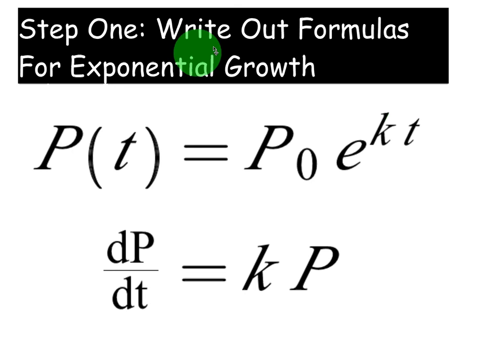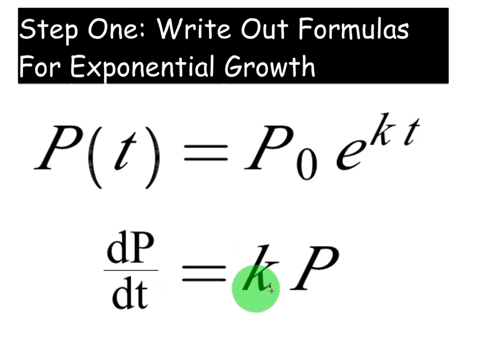So again, for step one, you always want to write out the formulas for exponential growth. Here is the amount formula, or the population formula. So the population at any given point in time is equal to the initial population times e to the kt. We've already done a proof for this, where k is the growth constant.